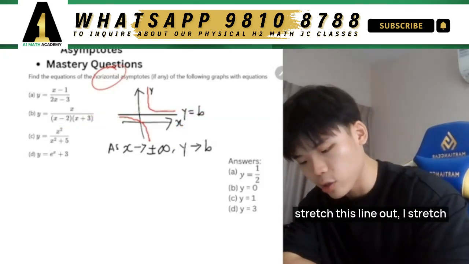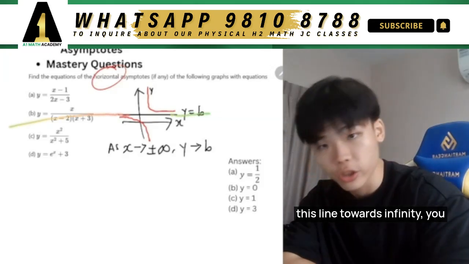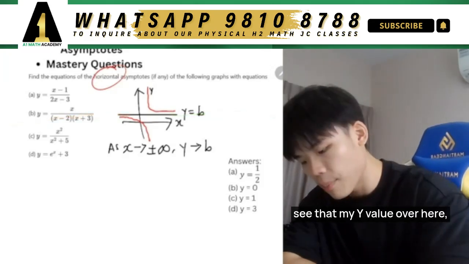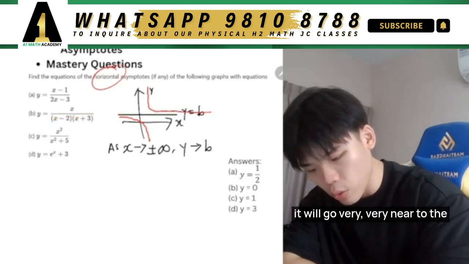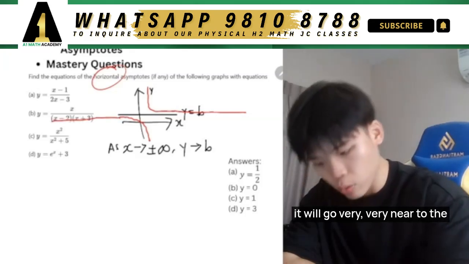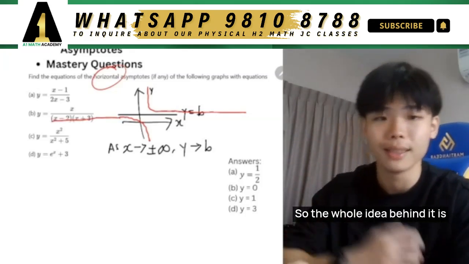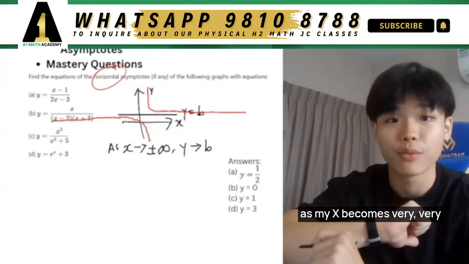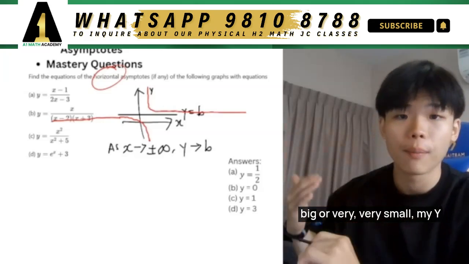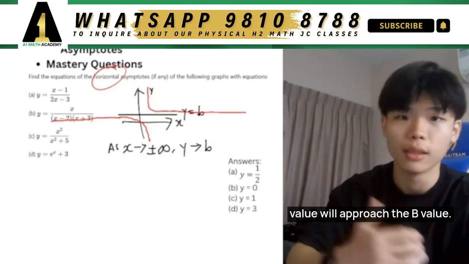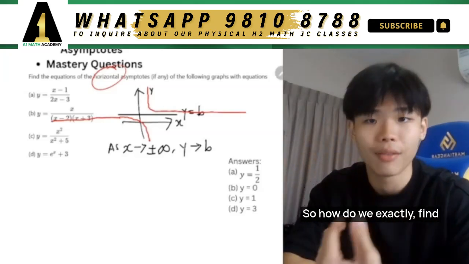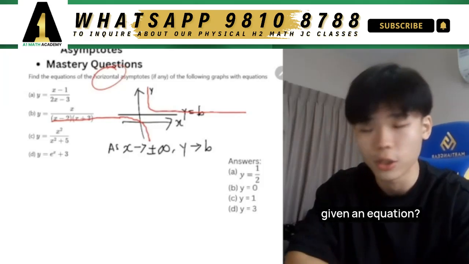Because as I stretch this line out towards infinity, you see that my y value over here will go very, very near to the line, but it will never touch it. So the whole idea behind it is, as my x becomes very, very big or very, very small, my y value will approach the b value. So how do we exactly find horizontal asymptotes given an equation?